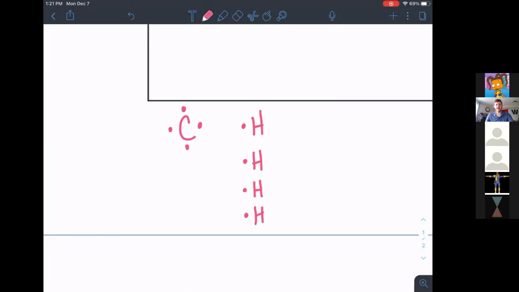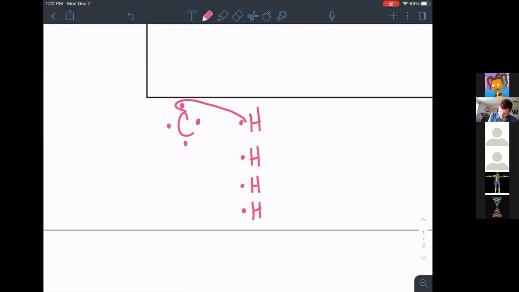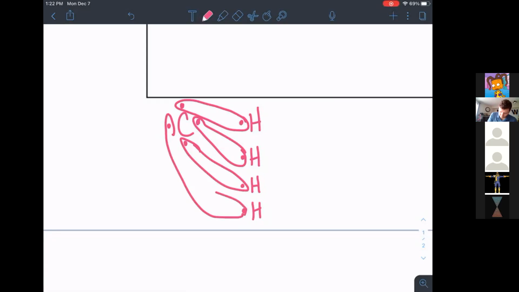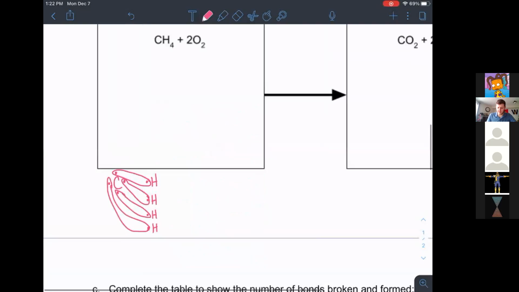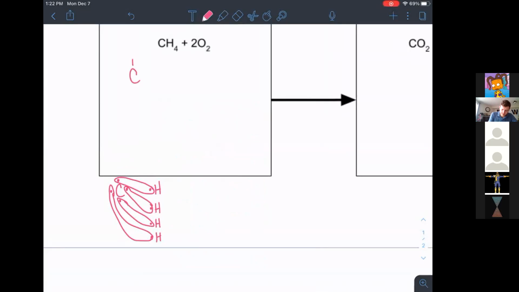And now, do we share valence electrons or do we transfer valence electrons between carbon and hydrogen? Careful, carbon and hydrogen are both nonmetals, so what are we going to do with them? Share them. And we show that they get shared by circling the 2 that get shared together. And so now we're going to draw it up here. So we have carbon with 4 bonds to 4 different hydrogens.